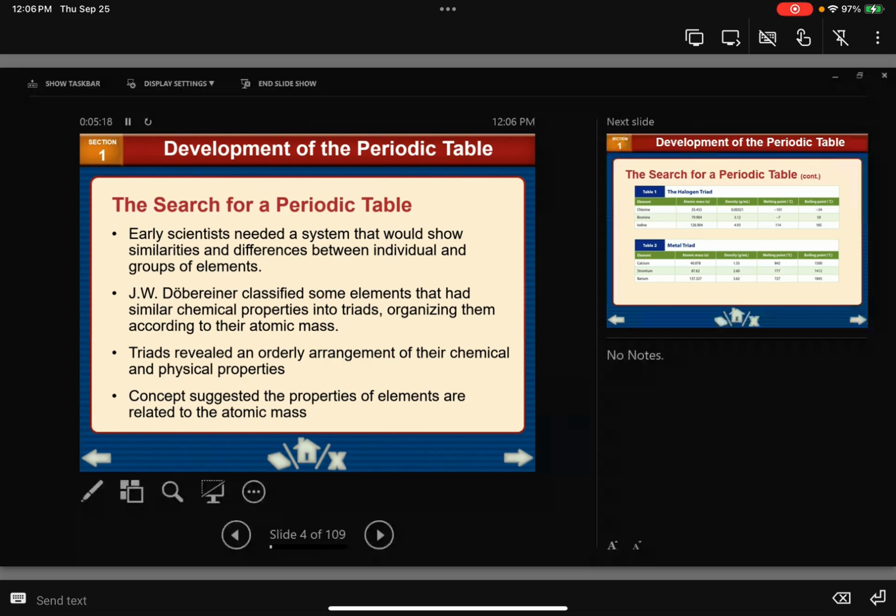And this concept suggested that the properties of elements are related to the atomic mass. So this was just early ideas about the periodic table, later disproven. Not saying that there's not similarities between them, but the way he arranged it is not necessarily the way that it is arranged now. Similarities between it, but not exactly the same.